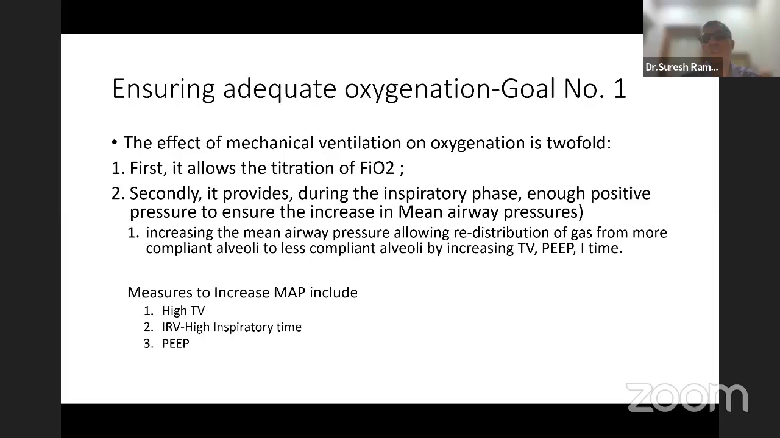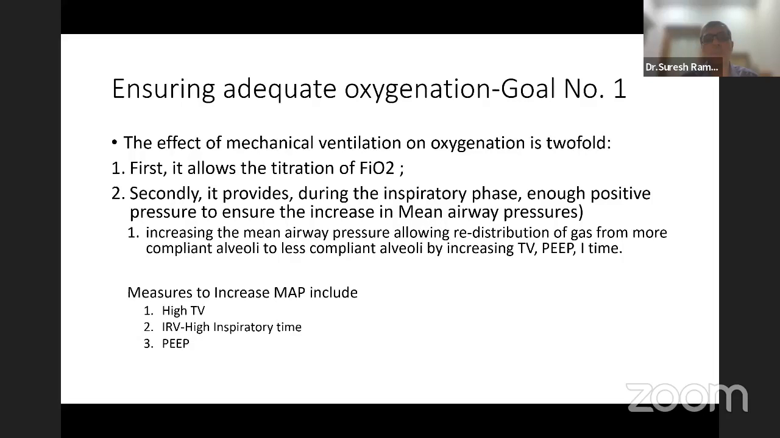So how do we ensure adequate oxygenation? One is obviously simple: keep on going up on the FiO2. The only problem with that is you come to a stop at 100%. You can't go beyond 100%. There's nothing you can do about it.